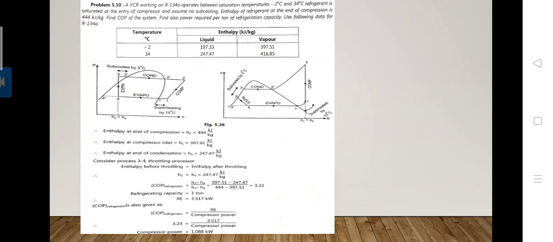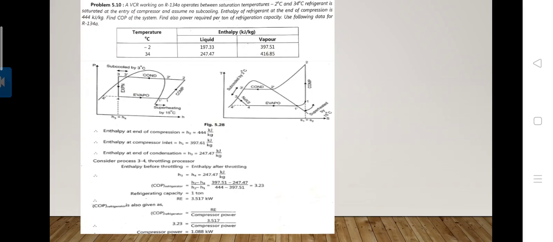Now we see the next problem. A VCR working on R134A operates between saturation temperatures of minus 2 degree centigrade and 34 degree centigrade. Refrigerant is saturated at the entry of the compressor and assume no subcooling. The enthalpy of refrigerant at the end of compression is 444 kilojoule per kg. Find the COP of the system. Find also the power required per ton of refrigeration capacity.